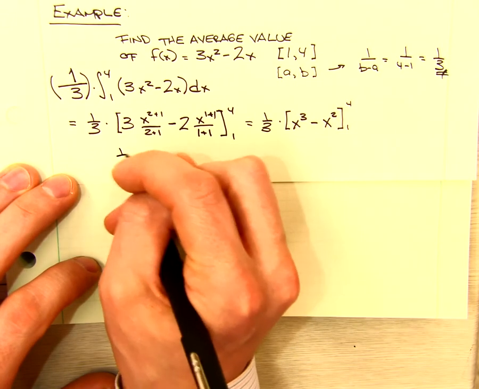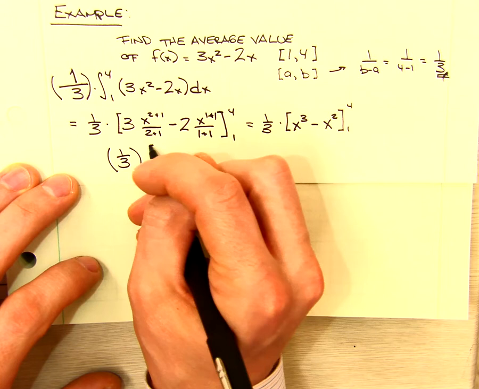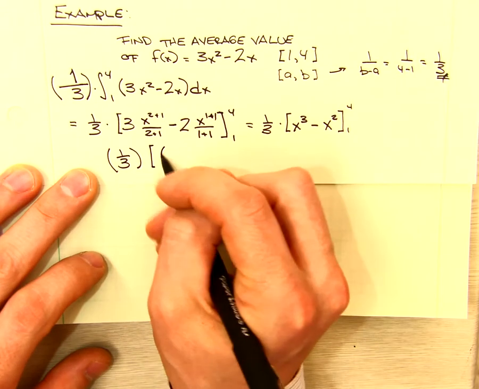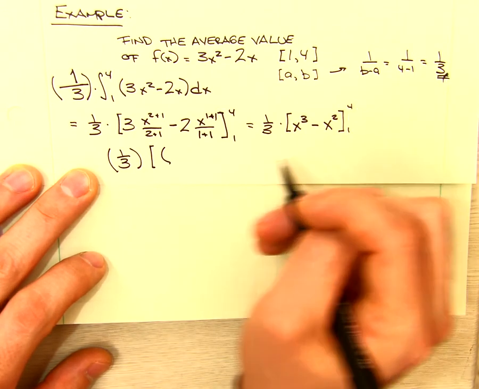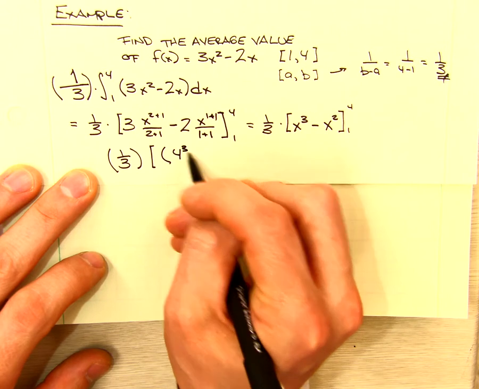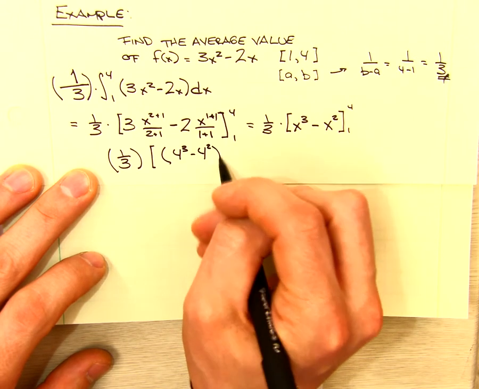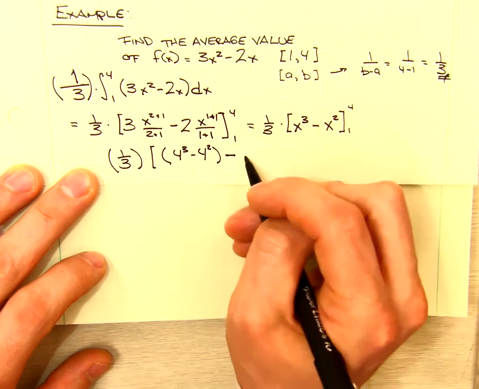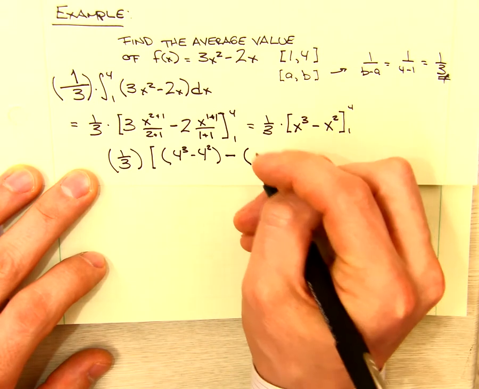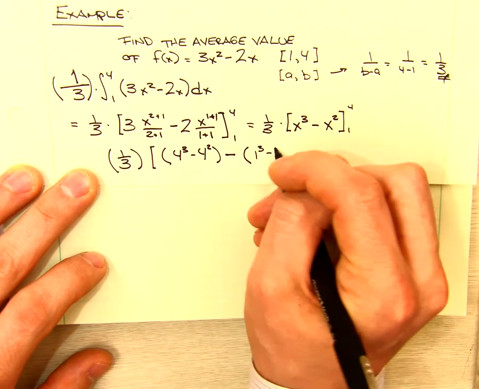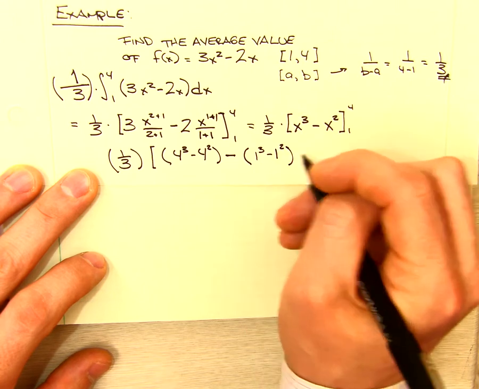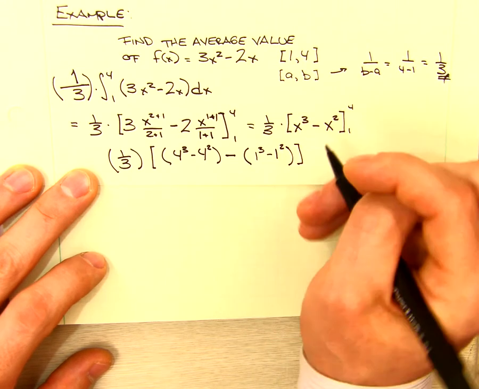Okay, so this one, I can say 1/3 times, now I'm going to do my f of b. In this case, b is going to be 4. So I can say 4 cubed minus 4 squared, minus, and in this case, my f of a is going to be 1 cubed minus 1 squared. Now 1 minus 1, that's just going to be equal to 0. So I can just ignore that one.